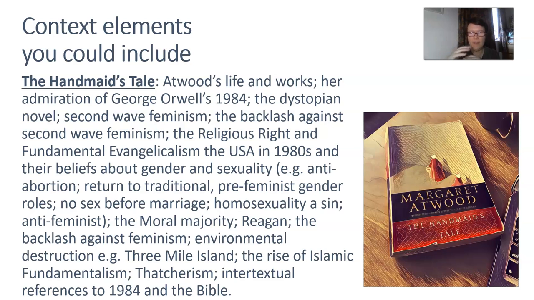fundamentalist Islam. Then we've got more European stuff. So we've got Thatcherism, and we see some of the things there. And then we've got all of the intertextual references. And you'll know, because of all the presentations that we did on the context for The Handmaid's Tale, that there's lots more there that we can unpick. And again, you're going to want to think about what the key ones are that you would need to dig into in detail and know really well.